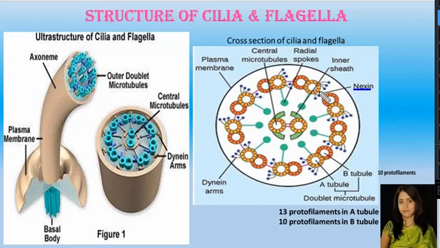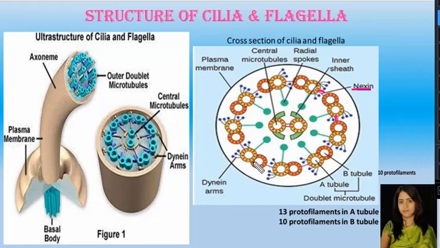Here you can see this is the connection between two adjacent doublets. So it is known as nexin. Each doublet has two arms. One is the outer arm and another one is the inner arm. They are made up of a protein called dynein. You look at this. This is the outer arm and this is the inner arm.